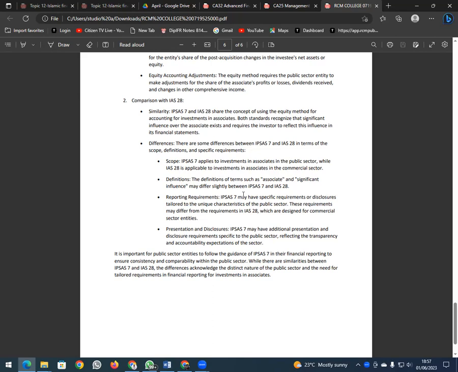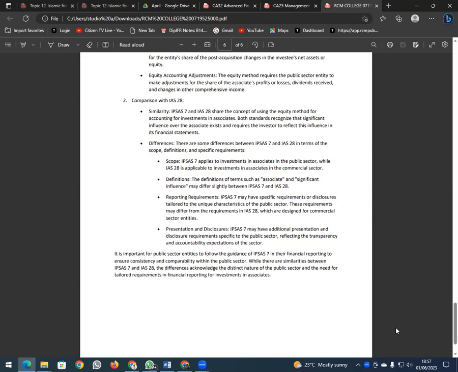Reporting requirements: IPSAS 7 may have specific requirements or disclosures tailored to the unique characteristics of the public sector. These requirements may differ from the requirements in IAS 28, which are designed for commercial sector entities. Presentation, of course, we know they are not the same. Presentation and disclosures: IPSAS 7 may have additional presentation and disclosure requirements specific to the public sector, reflecting the transparency and accountability expectations of the sector.